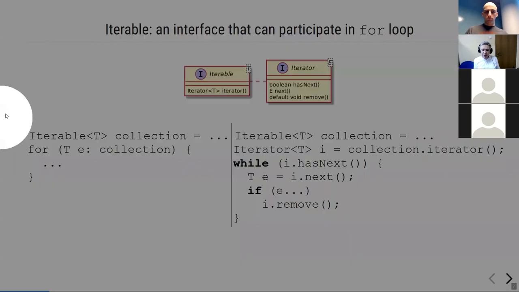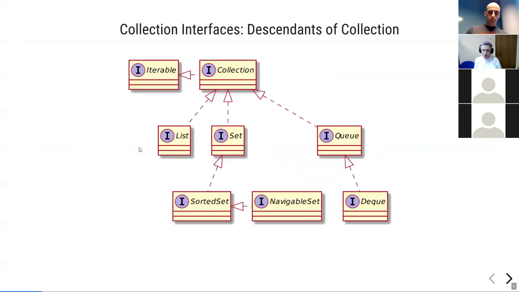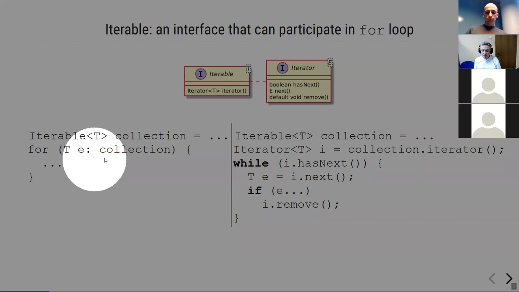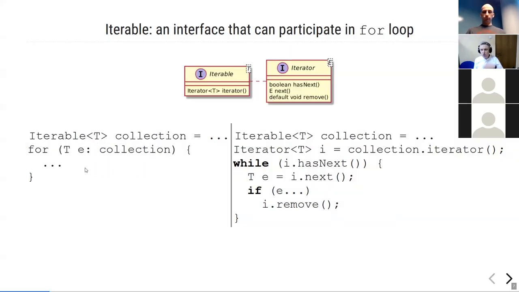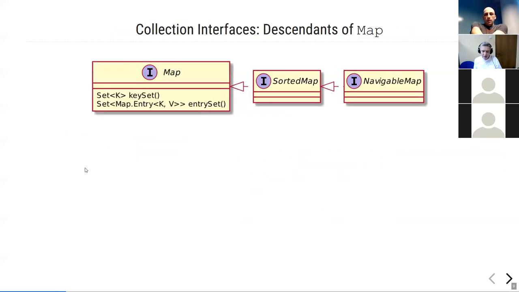If we have the Iterable interface, it just means that you can use this simple syntax to iterate through its elements. If you have a collection, it might be a list, set, or anything else. They all implement Iterable in the end. So if you have any collection, you can use it in this short form of loop. This can be read as: for each element of the collection, do something. So Iterable is something you can iterate through. You have ListIterator that can do something more for lists, but let's skip it.